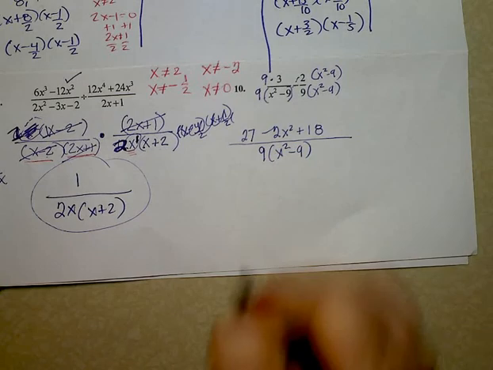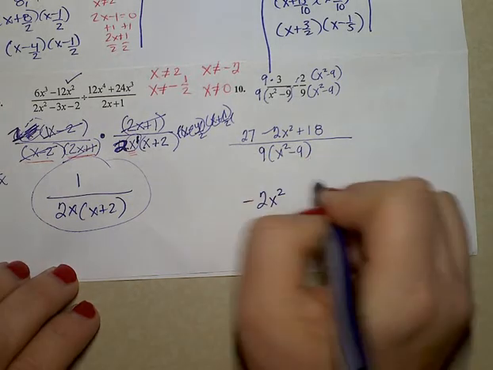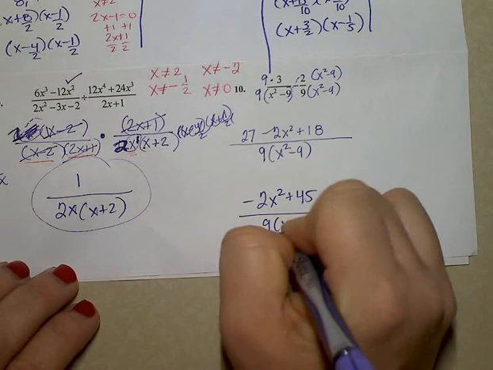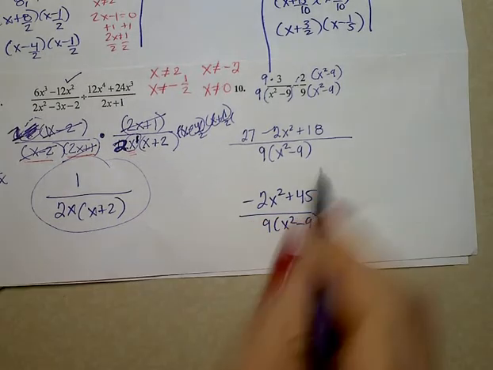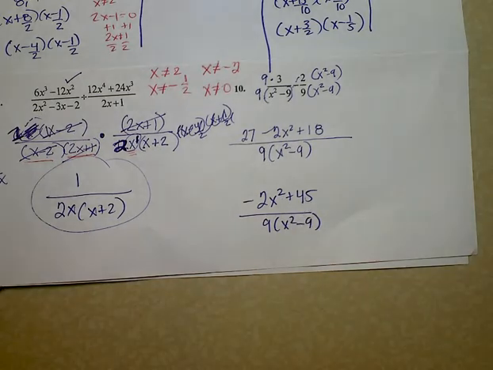Let's combine like terms in the numerator. 27 and 18 is 45. And I can't divide here by negative 2. It's not going to make it any prettier, so I've factored as far as I can. I'm done with step number 1.